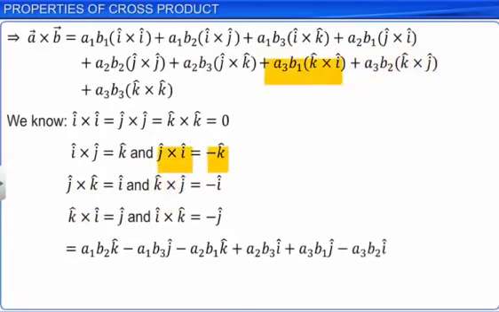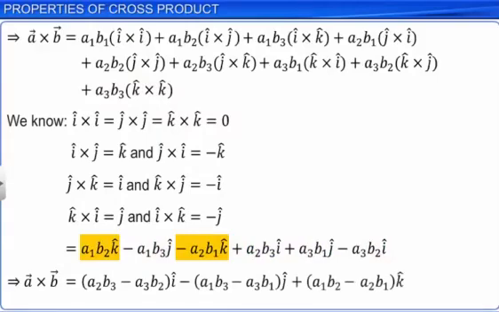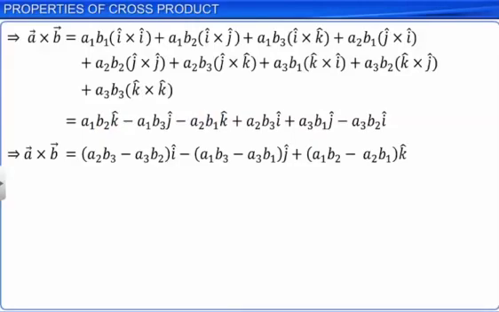On simplifying, we get the cross product of vectors a and b as shown. The cross product of two vectors a and b can also be expressed as a determinant as shown here.